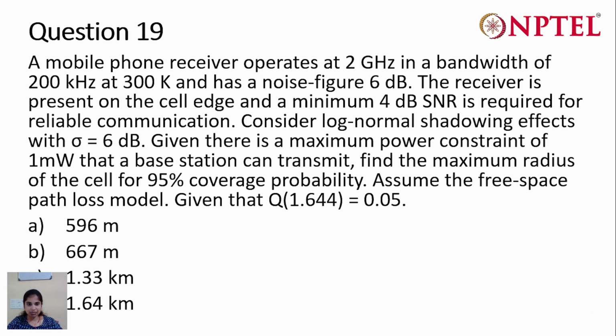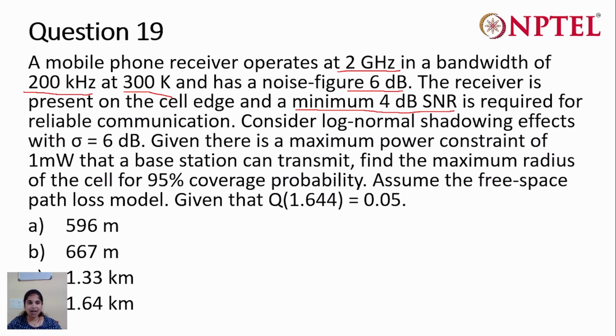Let's see the question, but you could try it at home, offline. We'll see the answer for this question in the next session. A mobile phone receiver is operating at 2 gigahertz with a bandwidth of 200 kilohertz at 300 Kelvin. The noise figure is given as 6 dB. The receiver is present on the cell edge and a minimum of 4 dB SNR is required for reliable communication.